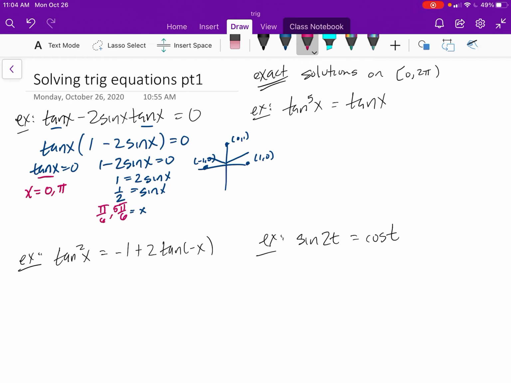So overall, we have 4 solutions, and you could check them. Plug them back in if you're unsure, make sure they work. But we have 4 solutions to this equation. We have 0, we have pi over 6. I'm going to try to go in order here. 5 pi over 6, and then we have pi.